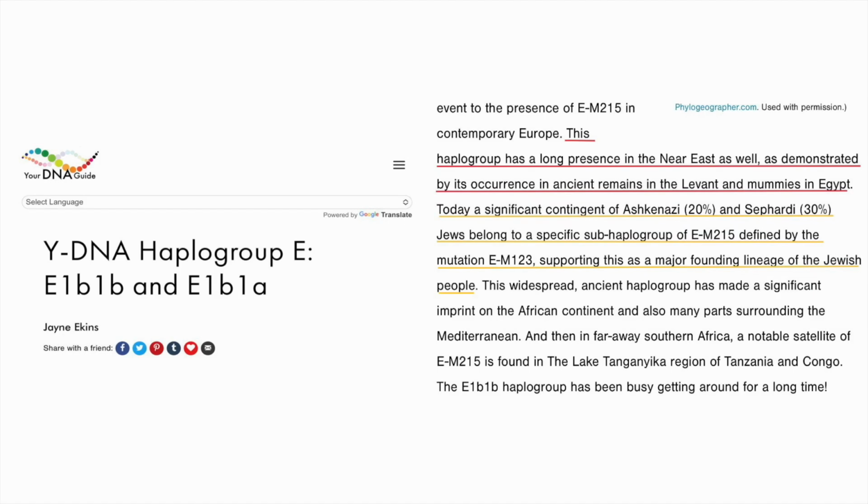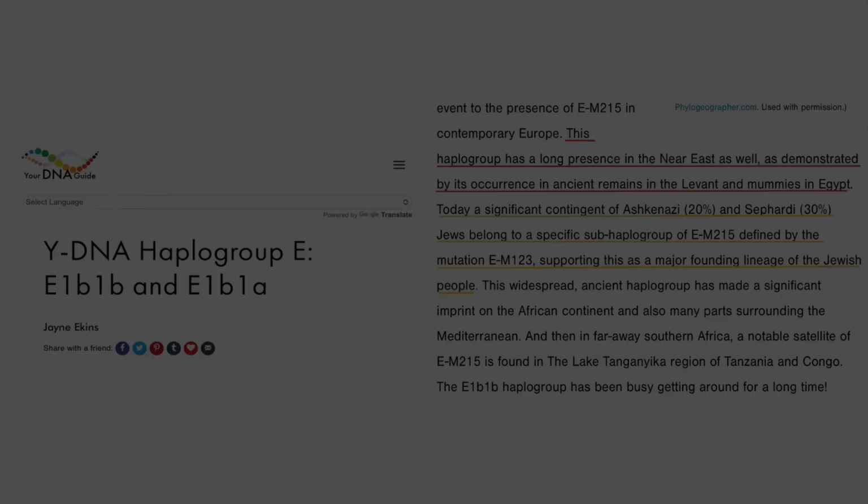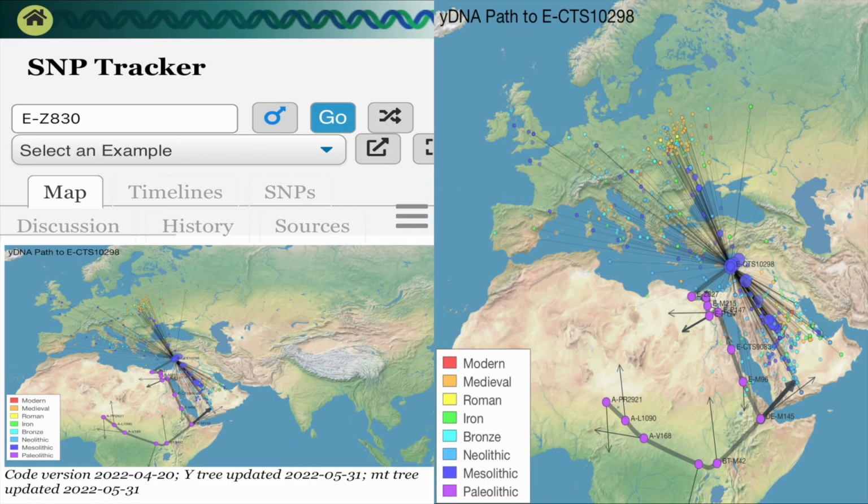And according to Y-DNA haplogroup E, E1b1b, and E1b1a, it reads, this haplogroup has a long presence in the Near East as well, as demonstrated by its occurrence in ancient remains in the Levant and mummies in Egypt. Today, a significant contingent of Ashkenazi 20% and Sephardi 30% Jews belong to a specific sub-haplogroup of E-M215, defined by the mutation E-M123, supporting this as a major founding lineage of the Jewish people. As you can see, E-Z830 is a great candidate for the Israelites and the Ishmaelites.